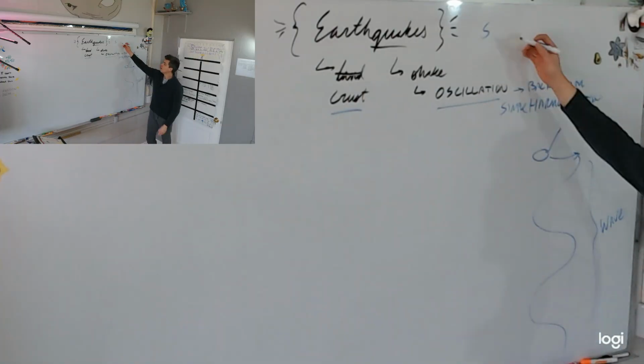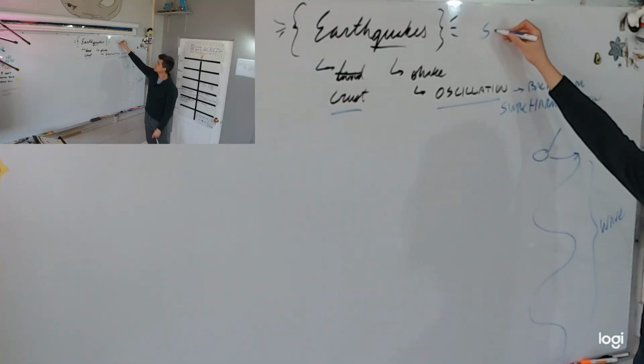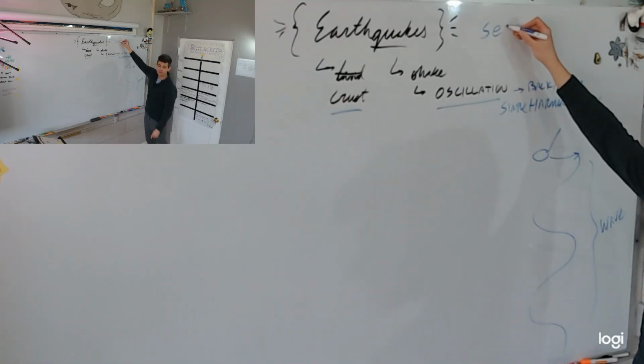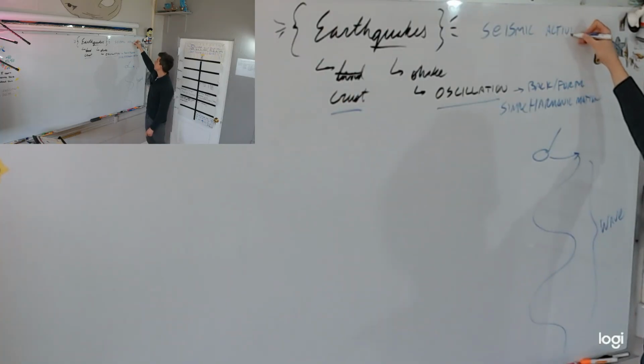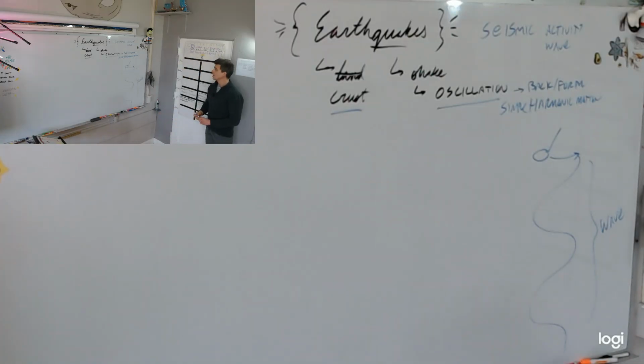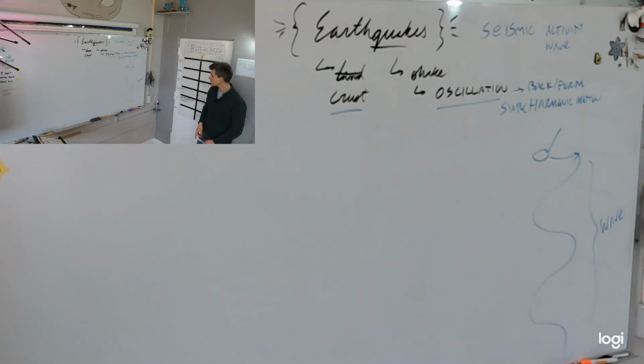You're not wrong. But even fancier, a Latin or maybe Greek word is seismic wave. Seismic wave. Seismic. I was going to put seismic activity. I like seismic wave too. Seismic wave. And that's the mathematical representation of an earthquake: a seismic wave.